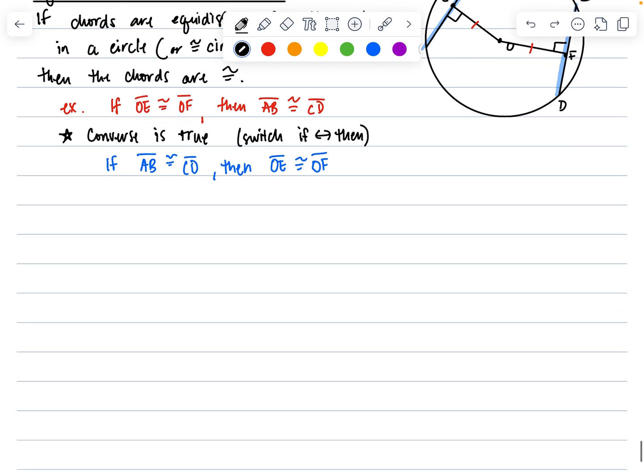We also have another theorem that we should talk about, and that is the chord perpendicular to the diameter. So let's draw another circle. Okay, so if you ever have this situation where you have a chord, any chord, that is perpendicular to the diameter.